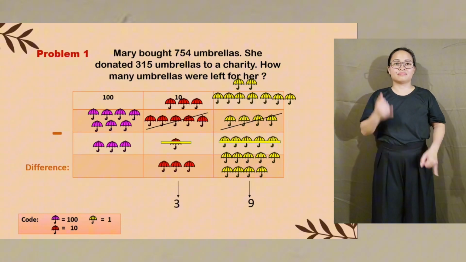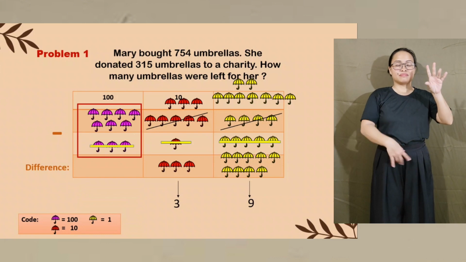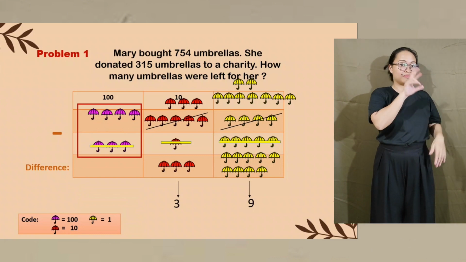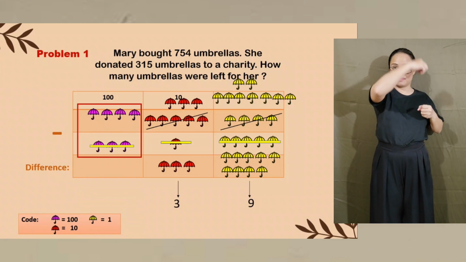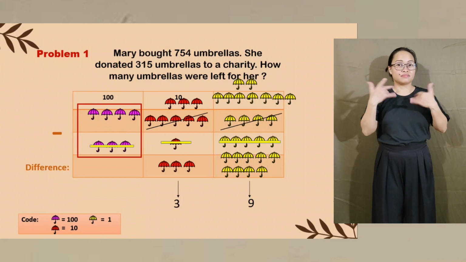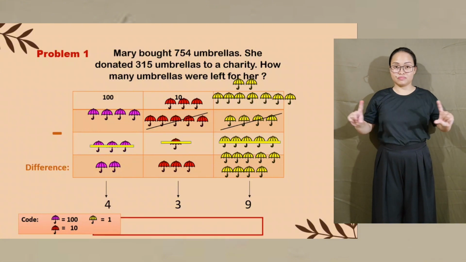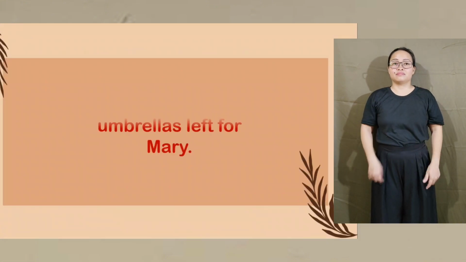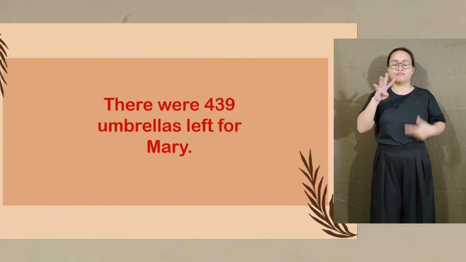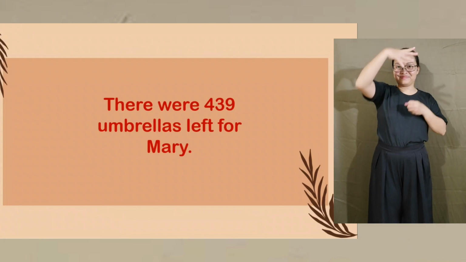And lastly, 7 minus 3. Let's take away 3. So let's count the remaining umbrellas. Now we are left with 4 umbrellas. So this is the difference. Therefore, there were 439 umbrellas left for Mary.